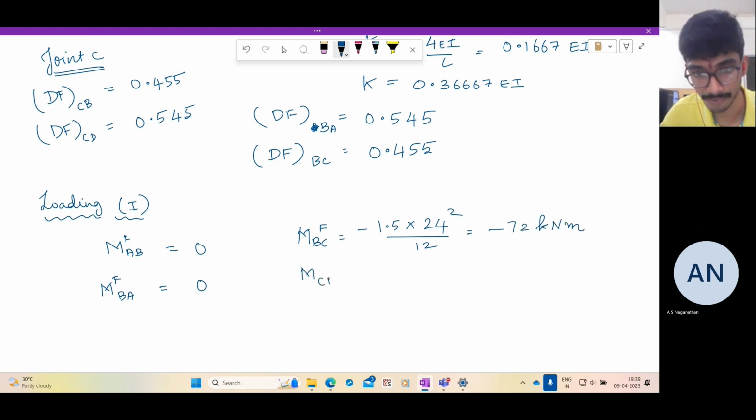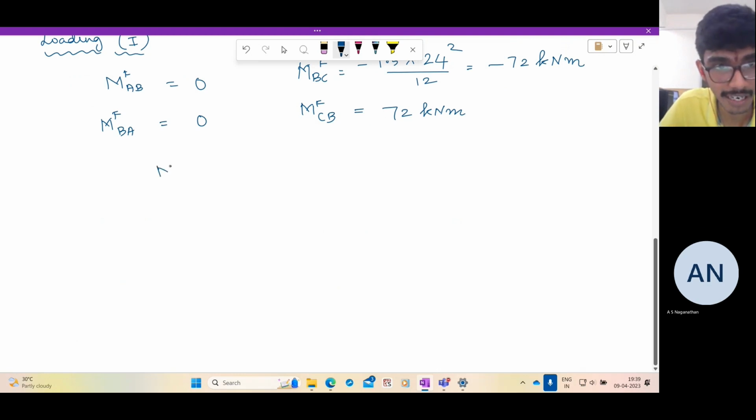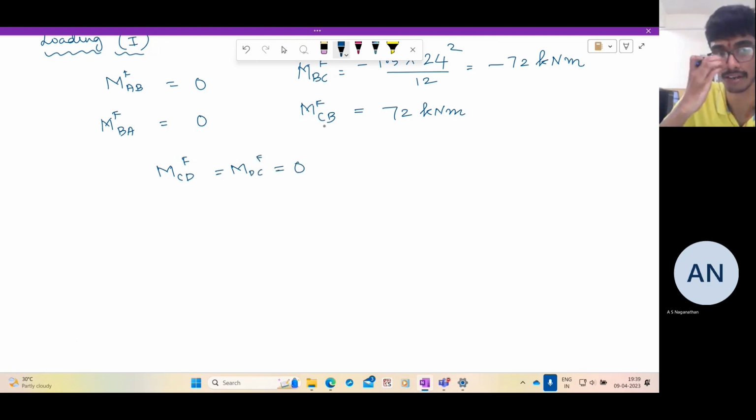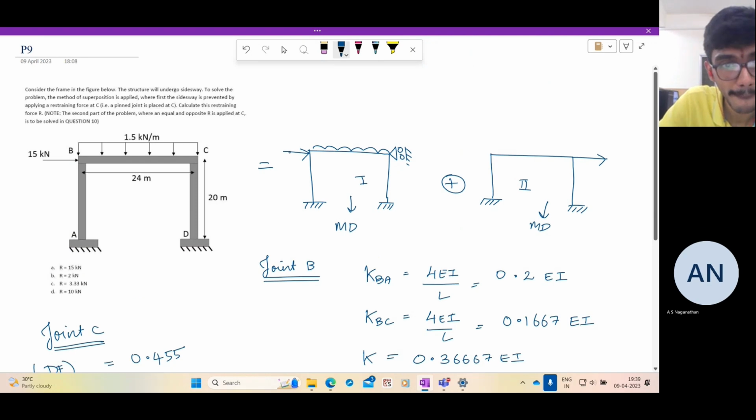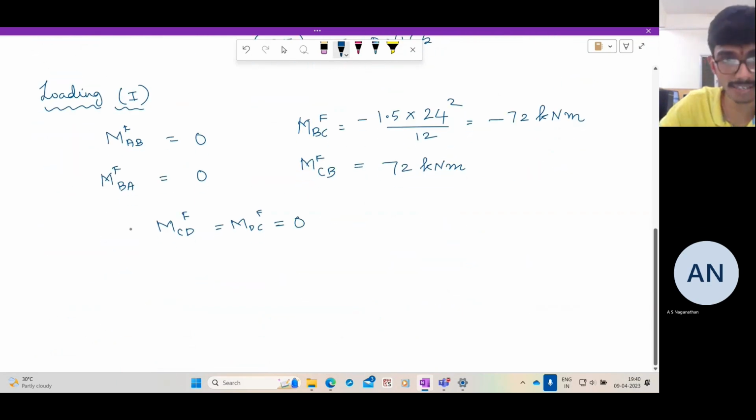And MCBF is 72 kilonewton meter. And what about MCDF? MDCF is 0 because that span also supports no transverse loads. This 15 kilonewton is a horizontal load, but since that is applied at the joint, that will not cause any fixed end moment. So it's like applying a load at the fixed support. So the entire load will be taken just by the support. The moment arm is 0, so there will be no fixed end moment due to a load applied at the support. So these are the fixed end moments.